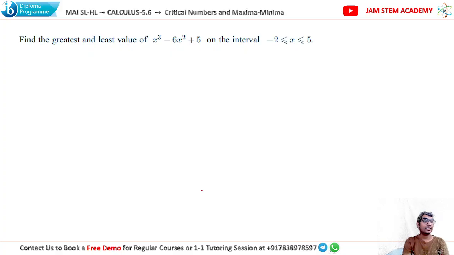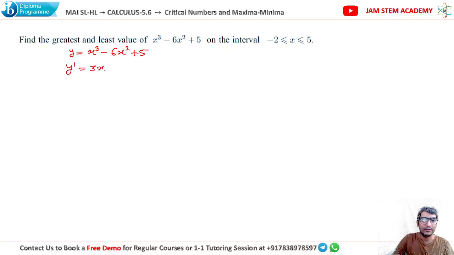It says find the greatest and least value, not the local maxima or local minima. It says maximum or minimum value of this function x cube minus 6x squared plus 5 on the interval -2 to 5. It means both -2 and 5 are also included in that. Okay, so for that, what is the approach actually? First of all, I will calculate the critical numbers. I have the value of y, which is x cubed minus 6x squared plus 5. First, I will calculate the y prime.